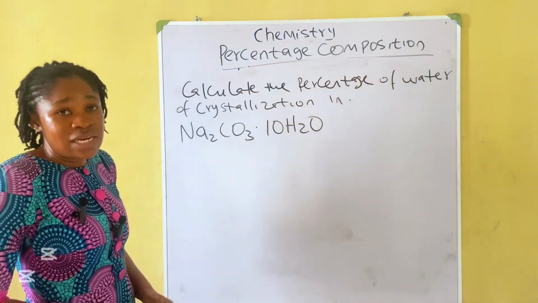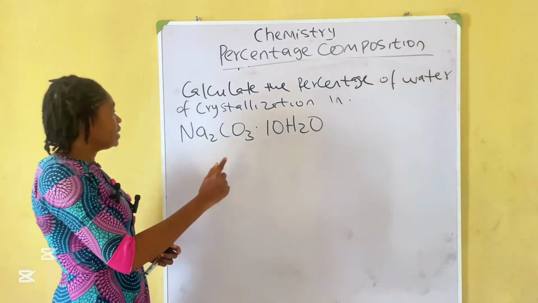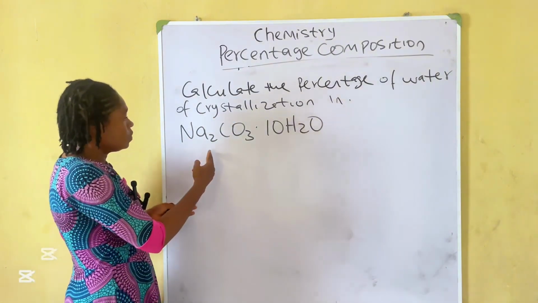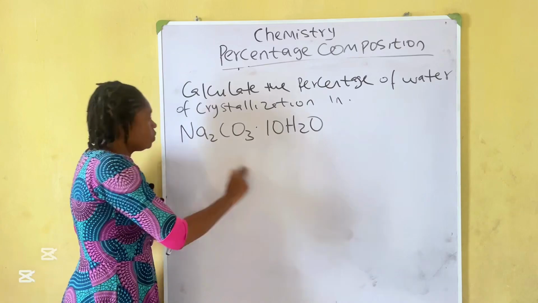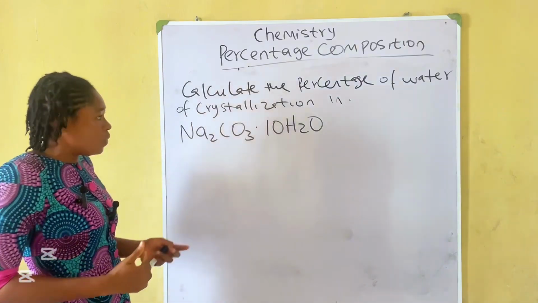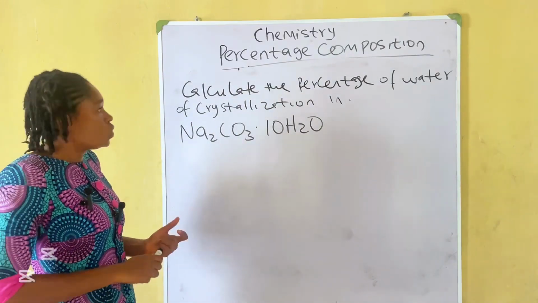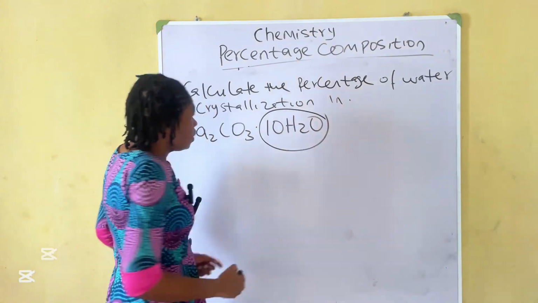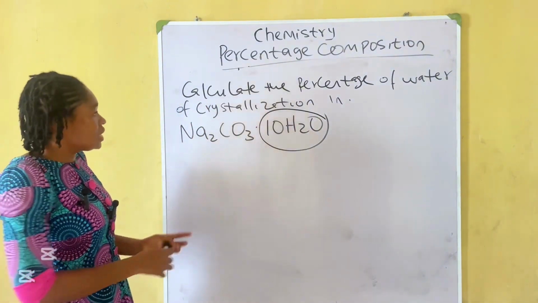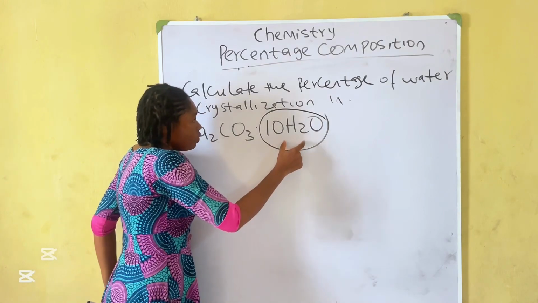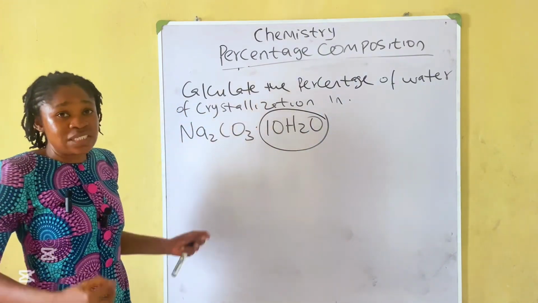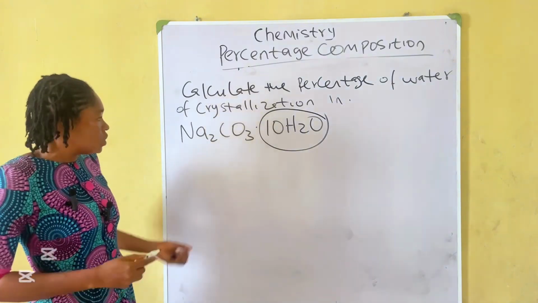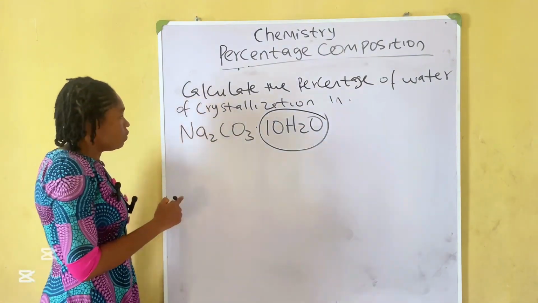Let's look at the last exercise. Calculate the percentage of water of crystallization in this compound: sodium trioxocarbonate(IV) decahydrate. This is the water of crystallization. So this compound has 10 molecules of water of crystallization. Like I said, the first step is to calculate the relative molecular mass of the compound.